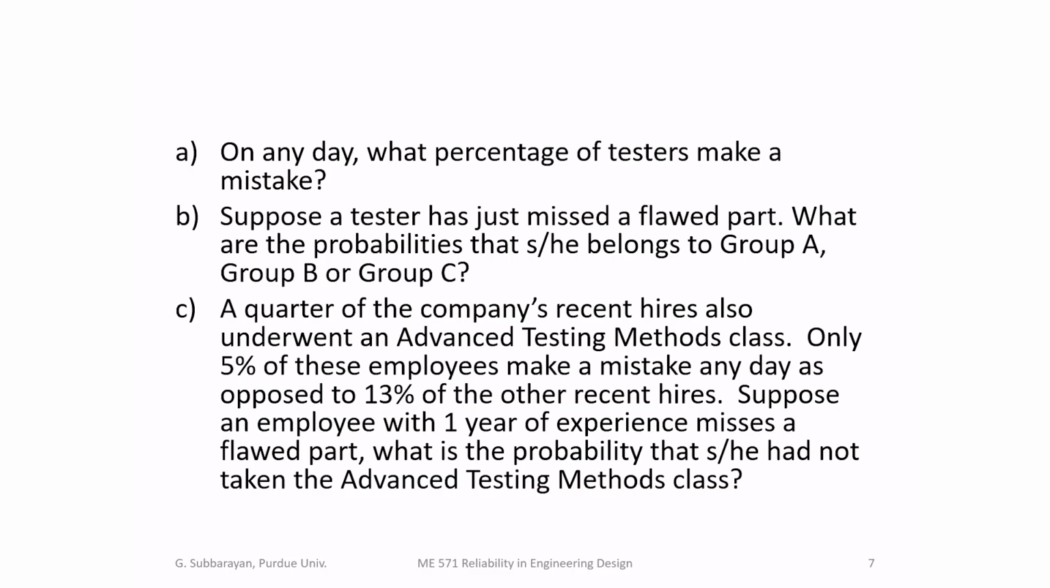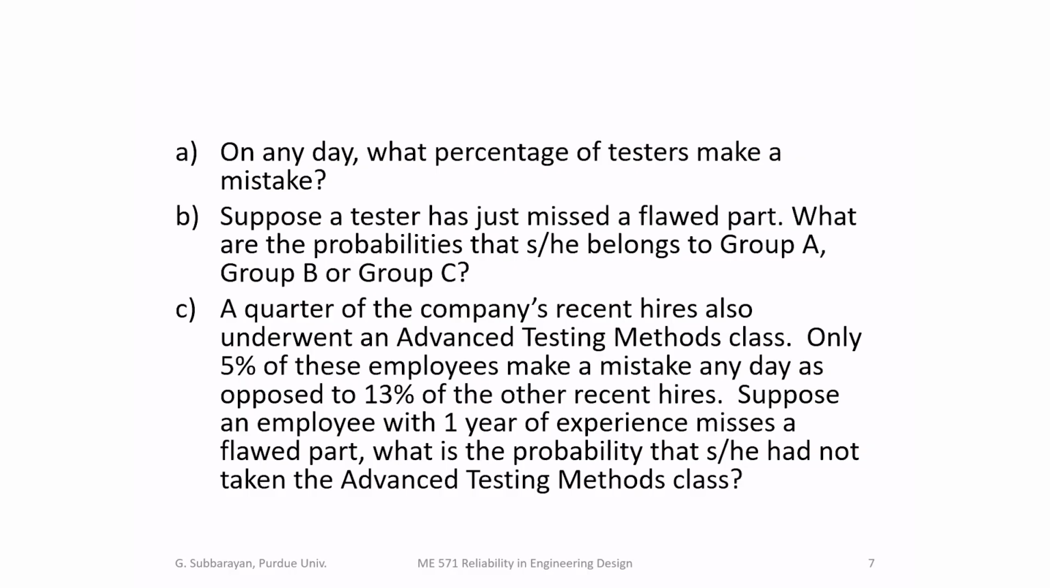What it says is that the recent hires were also put through a testing class to improve their skills. Of those who went through the class, only 5% make a mistake on any day, as opposed to 13% of the other hires. So if I further divide the 11% of mistakes made by group A, among those who did the training class only 5% make mistakes, whereas among the ones who didn't do the training, 13% make mistakes.